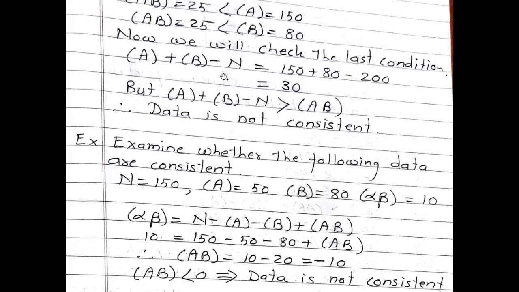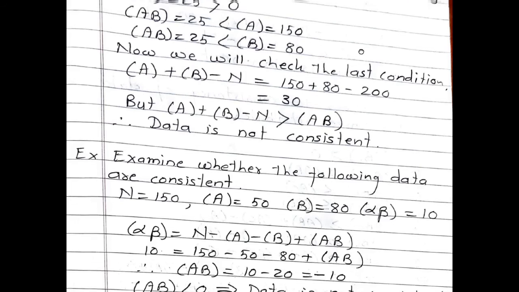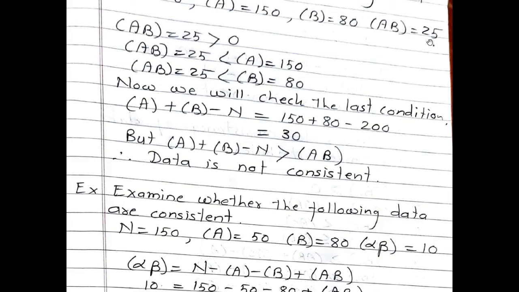The last condition to be checked is A plus B minus N. We calculate this value. Value of A is 150, value of B is 80 and value of N is 200. So A plus B minus N is equal to 150 plus 80 minus 200, which is nothing but 30. Our value of AB is 25. So A plus B minus N is 30, which is greater than 25. So the last condition is not satisfied. Therefore, the data is not consistent.